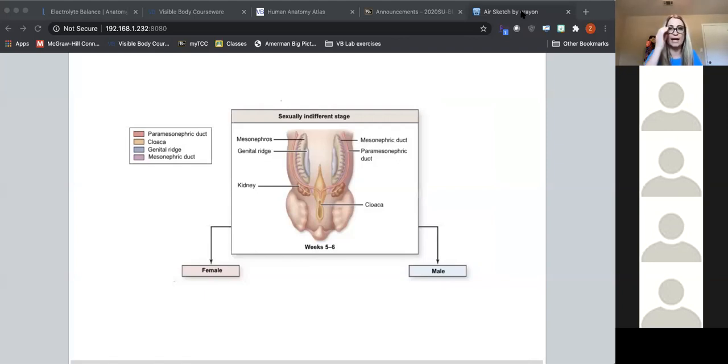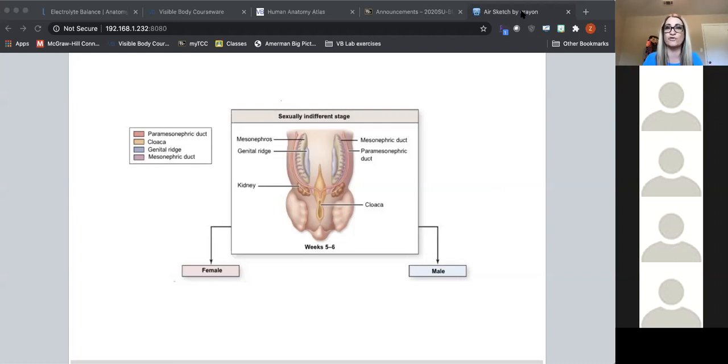If you're looking at this, this is about a 5 or 6 week old embryo, and you can see both mesonephric and paramesonephric ducts. One is the male duct, one is the female duct. And then you can see the genital ridge. The genital ridge is what will develop into the gonads. Now, if you're a male, you're going to stay with the mesonephric duct. That's what's going to develop.